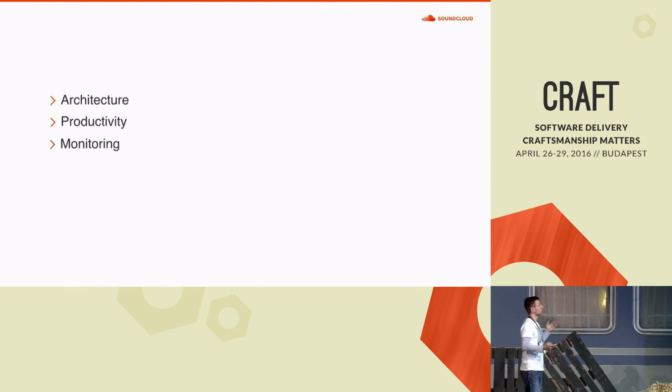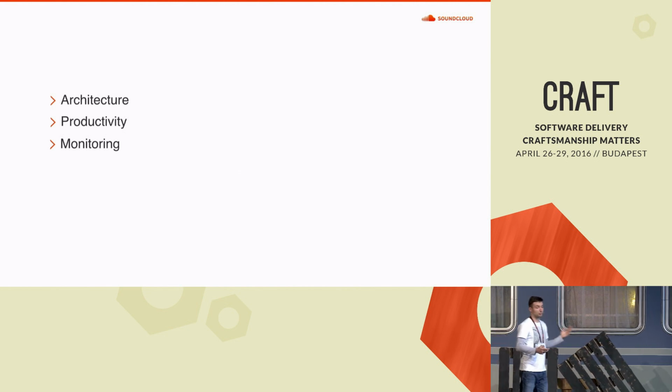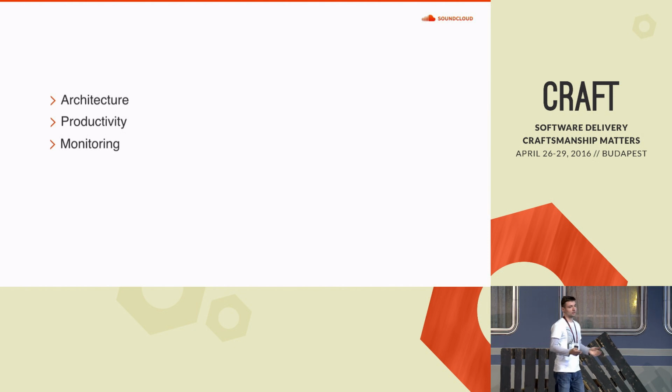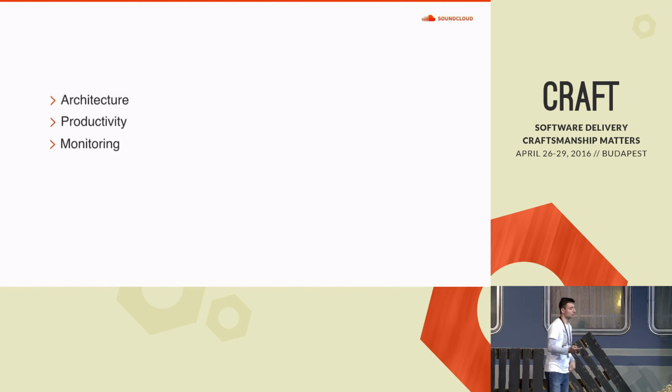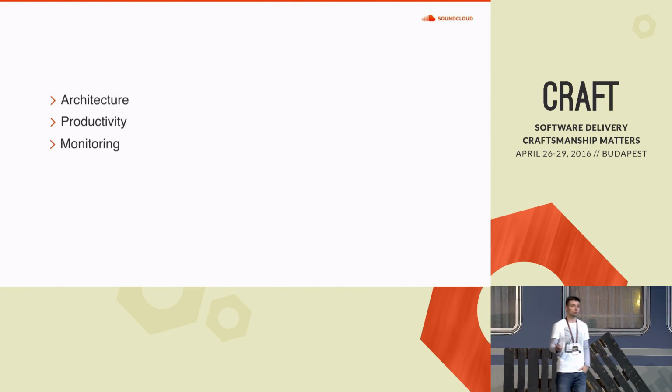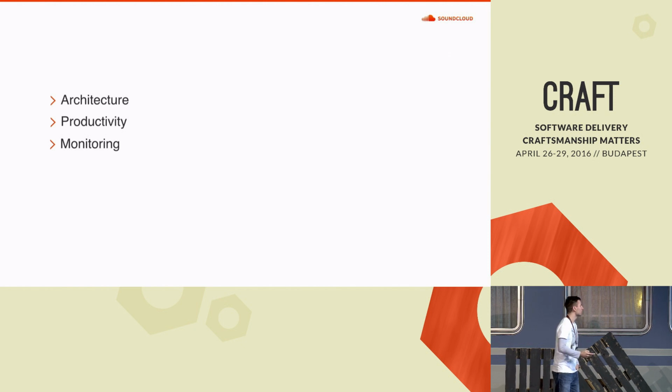And those changes can be categorized in 3 main sections. As said, there are architectural patterns that we have adopted, and the tools that we adopted to keep our engineers productive, and also the monitoring infrastructure that had to change altogether.